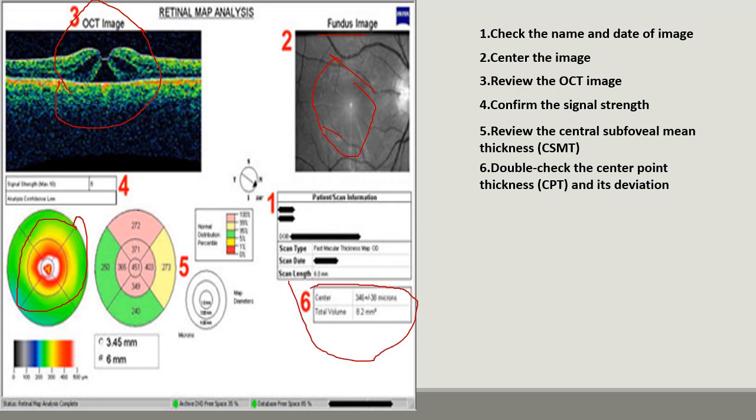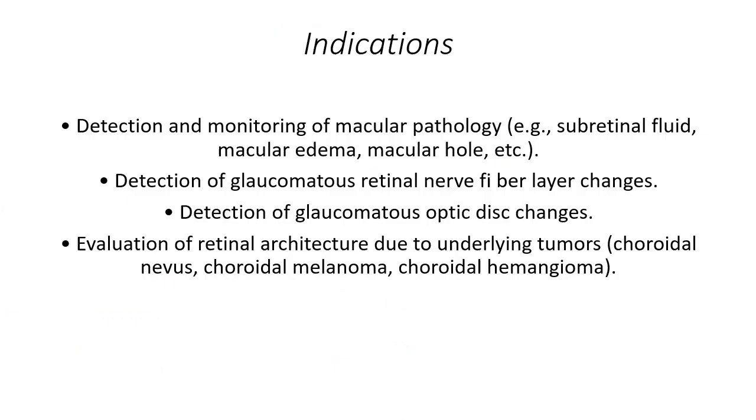Here in this column the thickness is also written, and here in the map it is shown in a color coding. So we can see here that there is a macular edema and also a macular hole. Okay, now, indications of OCT.